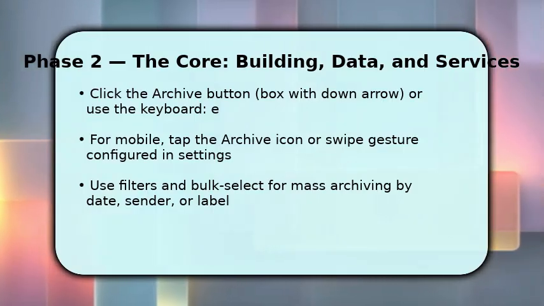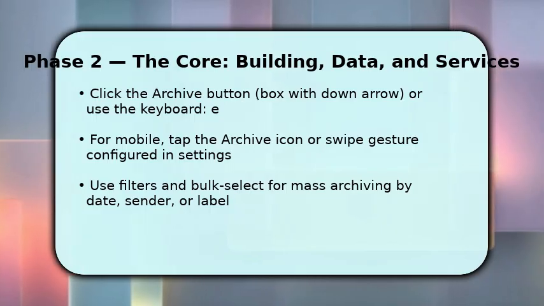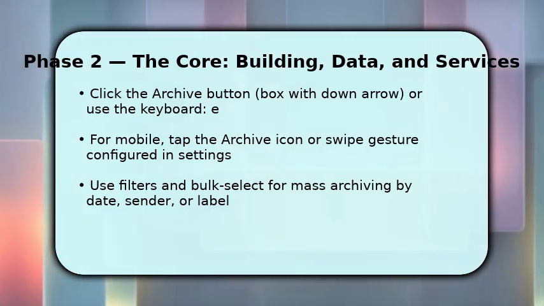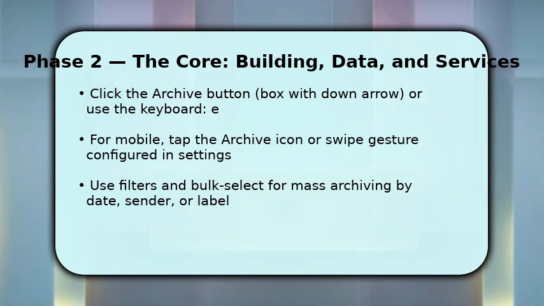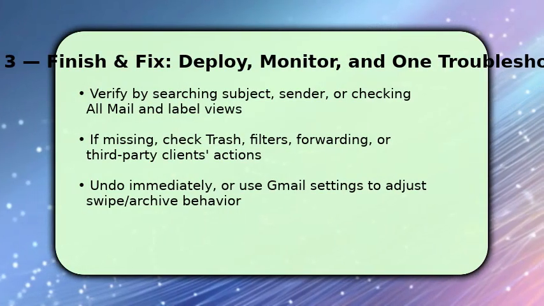If processing many messages, set up a search filter and select all results, then archive in batches to avoid rate limits. Also, monitor undo for a few seconds in case you change your mind. Finish by verifying archived mail.